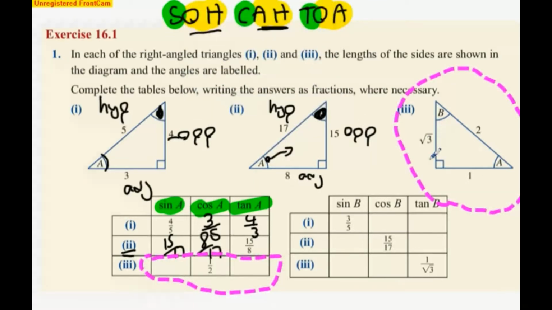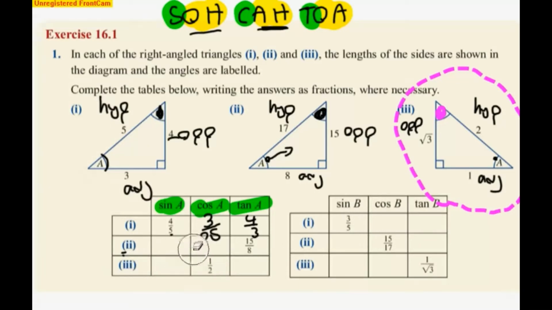We've done this right, there's triangle 3. And what we do with triangle 3 is we blank out the B and we concentrate on the A. The 2 is the hypotenuse because it's the longest side in the triangle. The root 3 is the opposite because that's what the angle A is looking at, and therefore 1 is the adjacent.